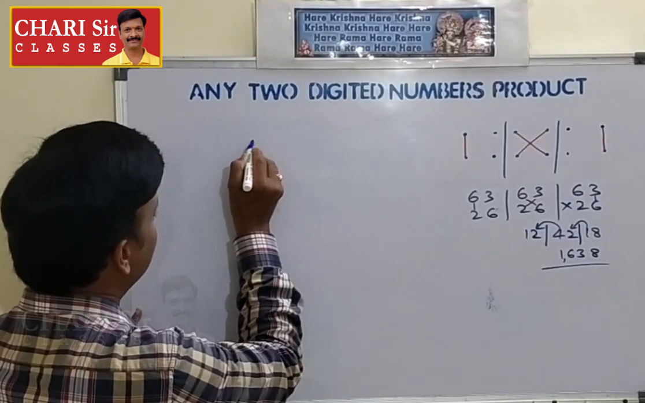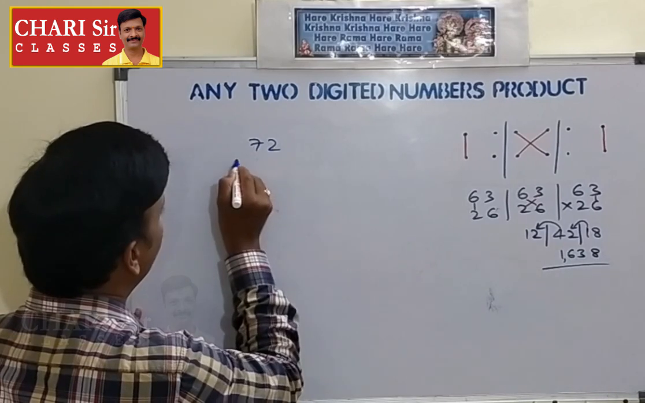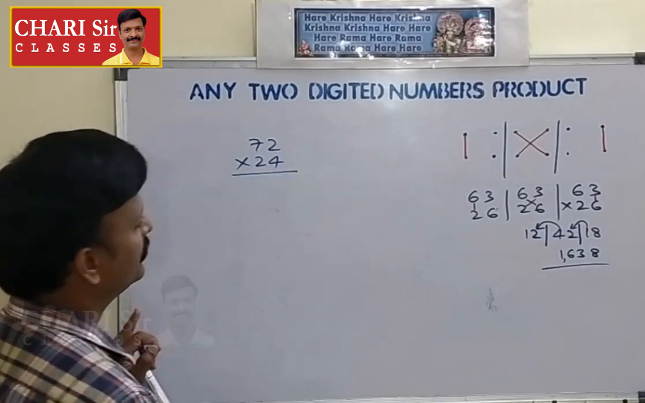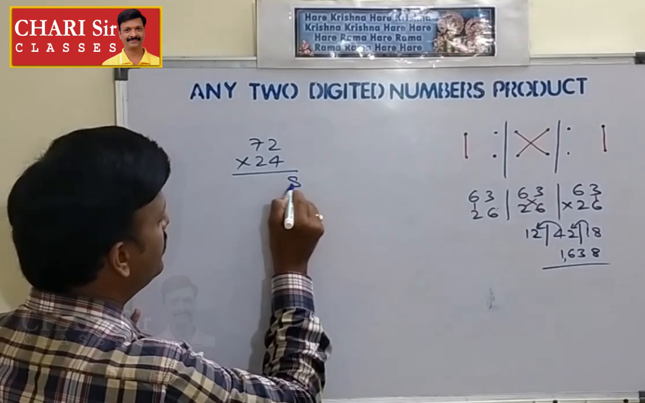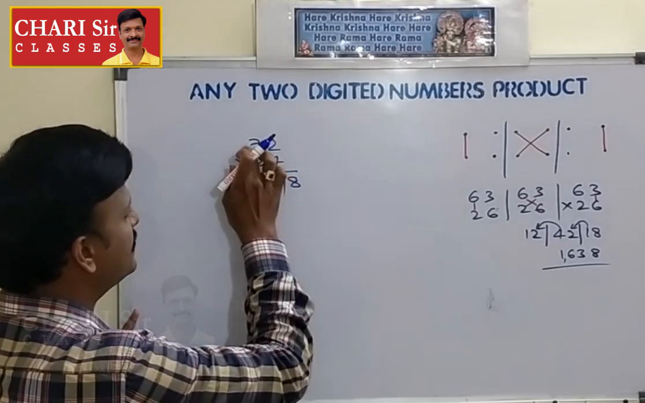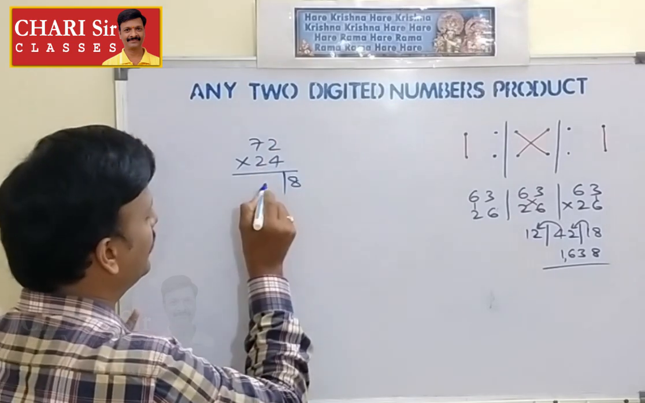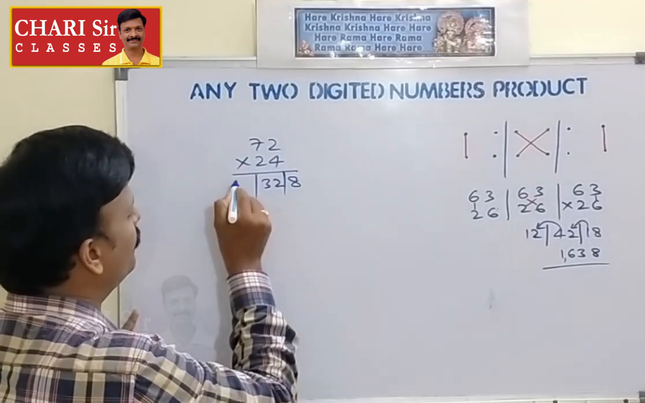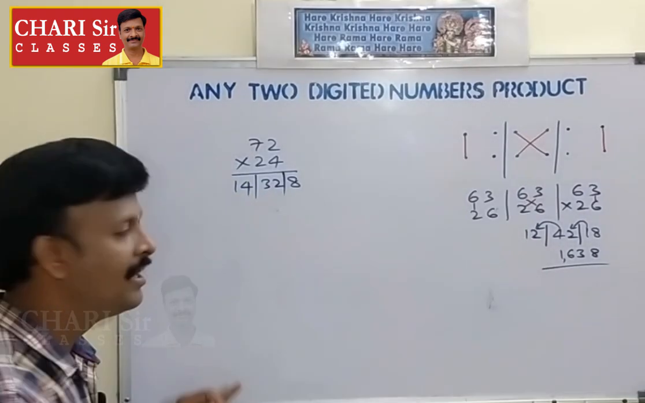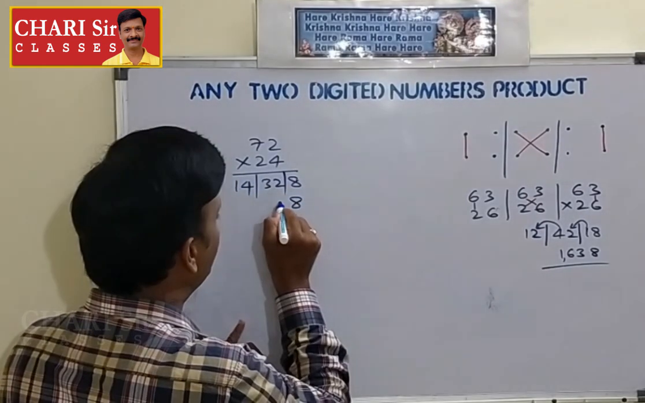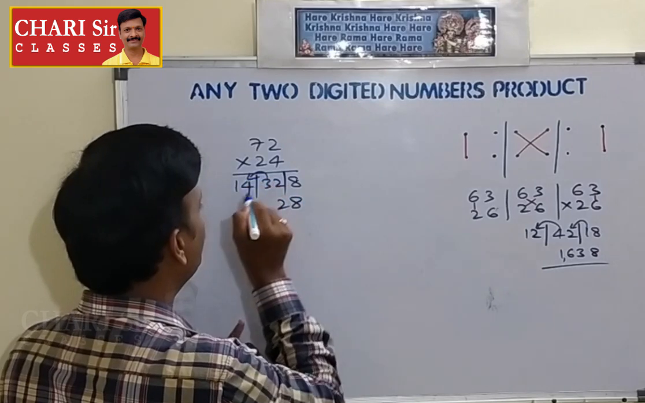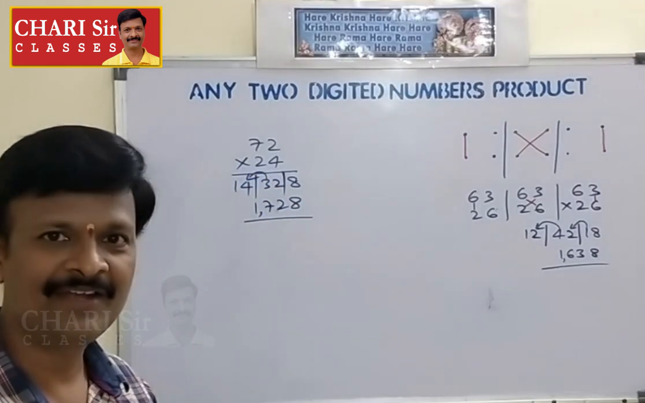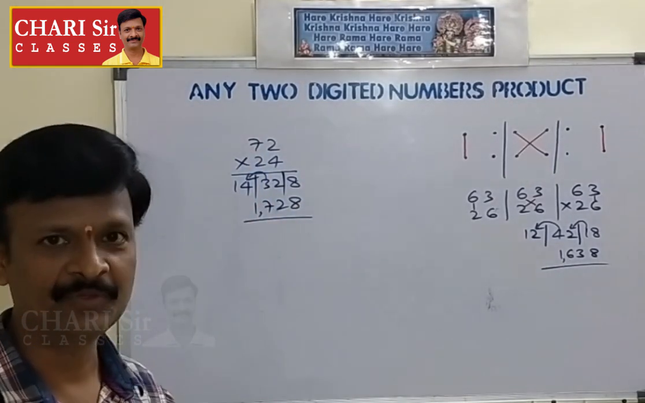One more example we consider, that is 72 into 24. So now 4 twos are 8, put the partition, 4 sevens are 28 plus 4 is 32, write down and put the partition, 2 sevens are 14, write down here, over. And after that 8 and 2 dropped here and 3 you can transfer here, that is 17, 28: 1728. Like this, within 2 steps you can do.